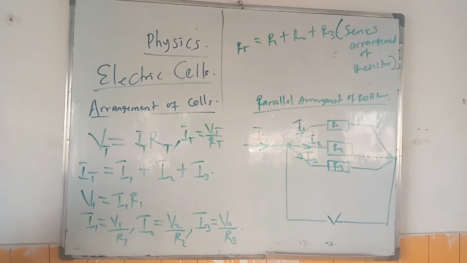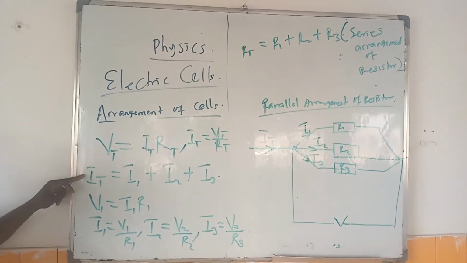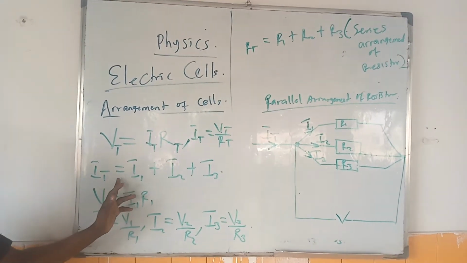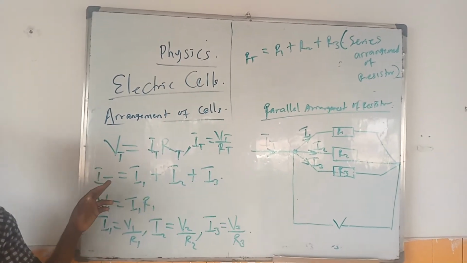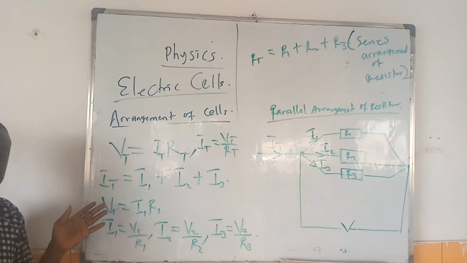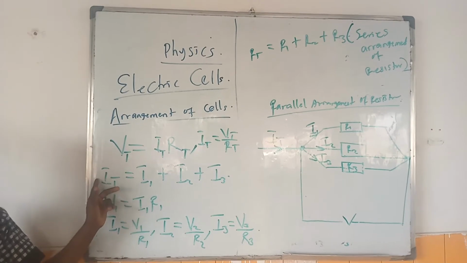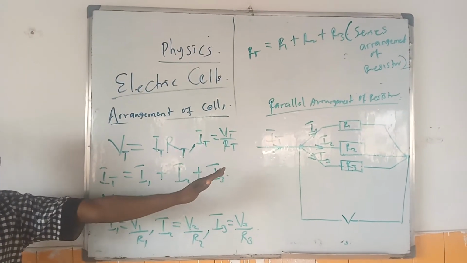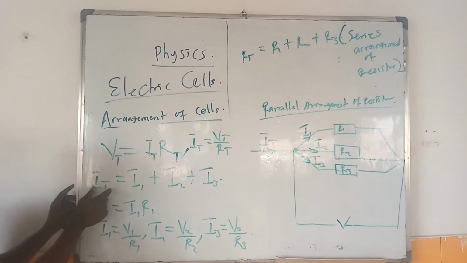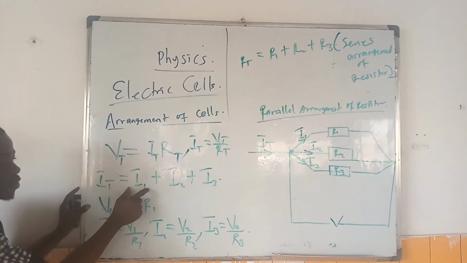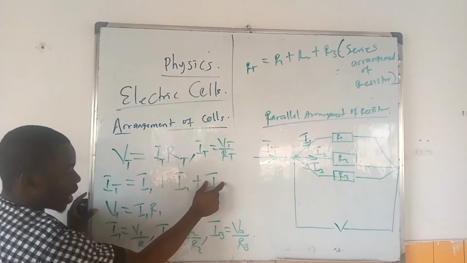Are we following? What we did first is that we add all the I total, since I total is the one that is different. In series arrangement, it is V that is different, that's why we added all the V. Now, in parallel, it is I that is different, that's why we are adding all of them. Now you have I1 plus I2 plus I3. You now substitute for I total from Ohm's law, and for I1, I2, and I3 from here.